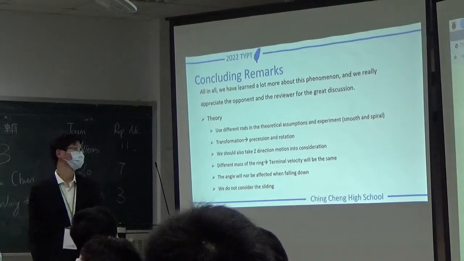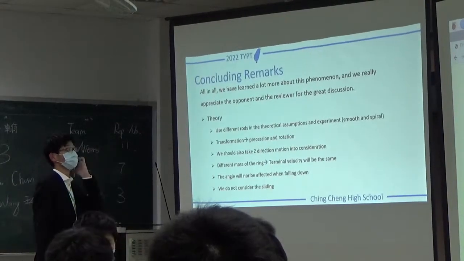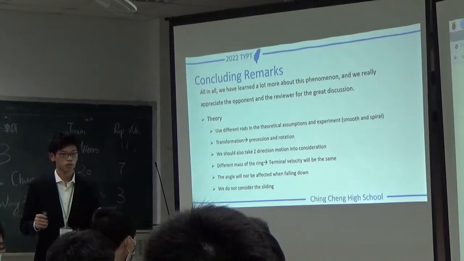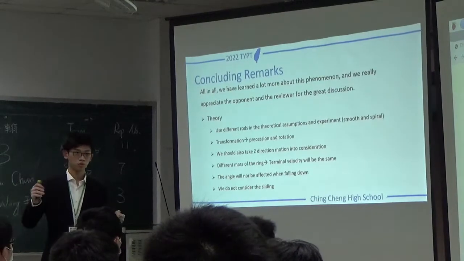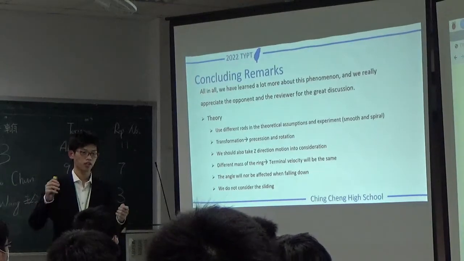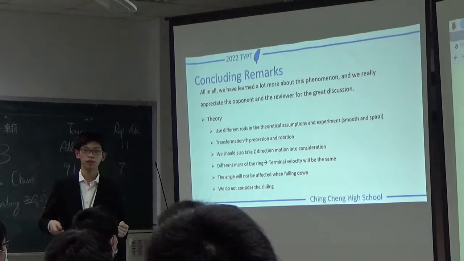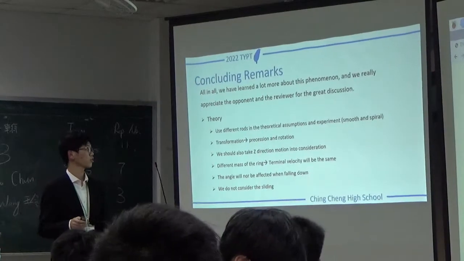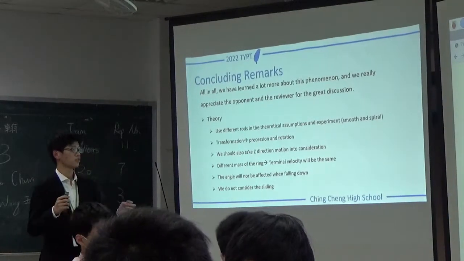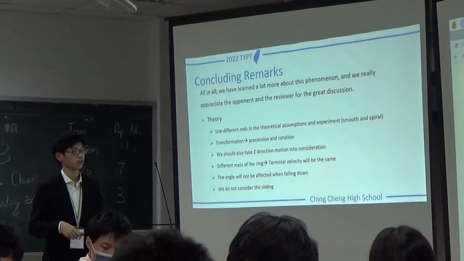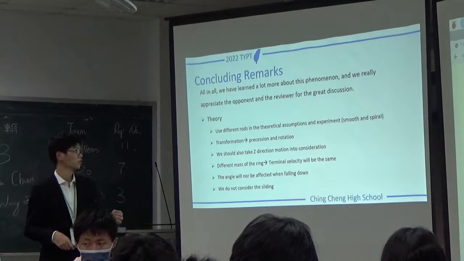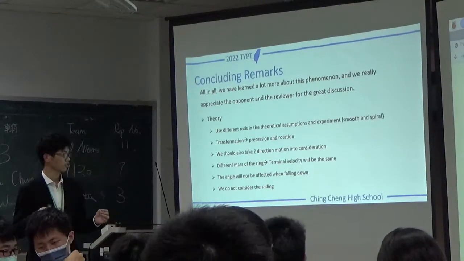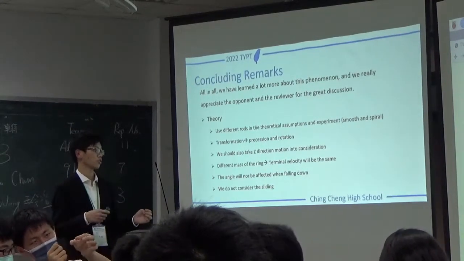We learned a lot more about this phenomenon, and we really appreciate the opponent and reviewer for the great discussion. There's one point I want to explain: we used a vacuum tweezer and a platform to make sure every release is the same and is not affected by our hands. For the theory part, we should use different rods in the theoretical assumptions and the experiment, namely the smooth rod and the spiral rod. And also the transformation, not only the precession and the rotation, we should also take the direct motion into consideration.